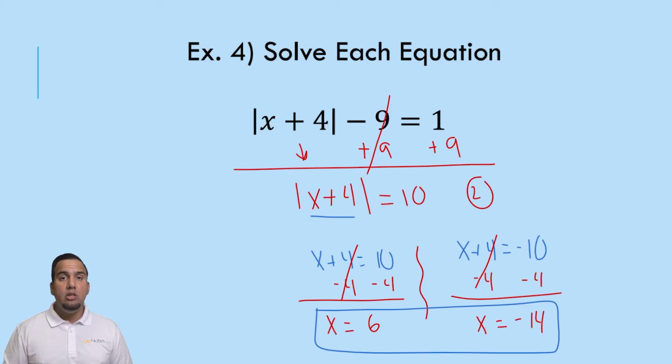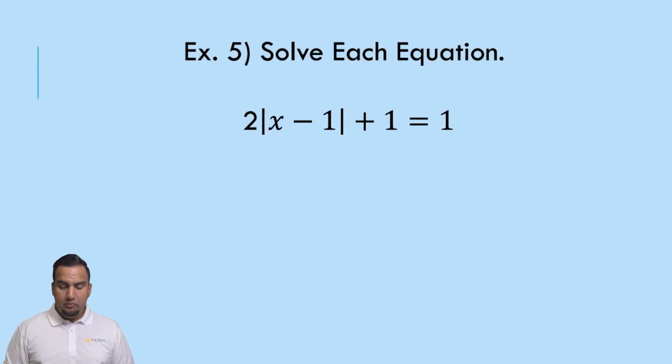Why do I have 2 answers? Because I had 2 equations, because the absolute value was equal to a positive number. If you got this right, great job. Okay? It's all about the steps. So we're going to go ahead and move on to example 5.